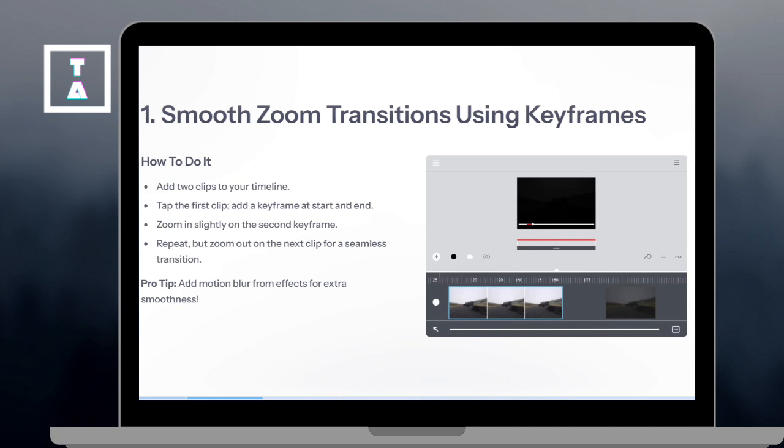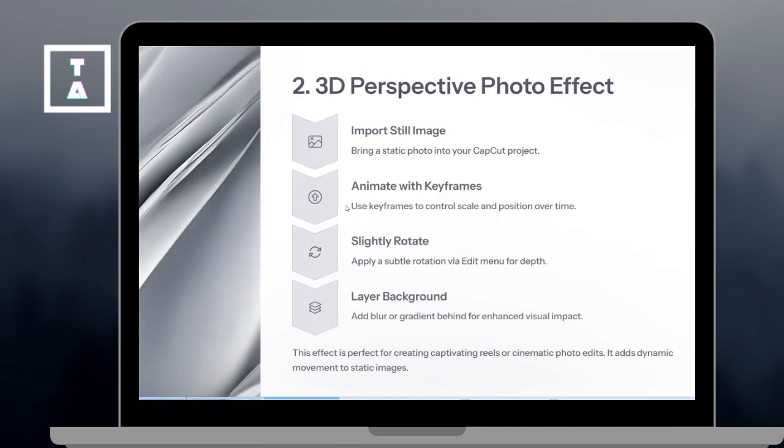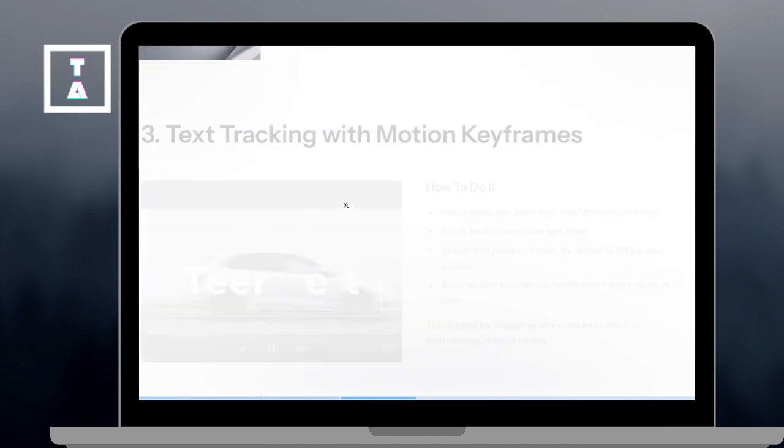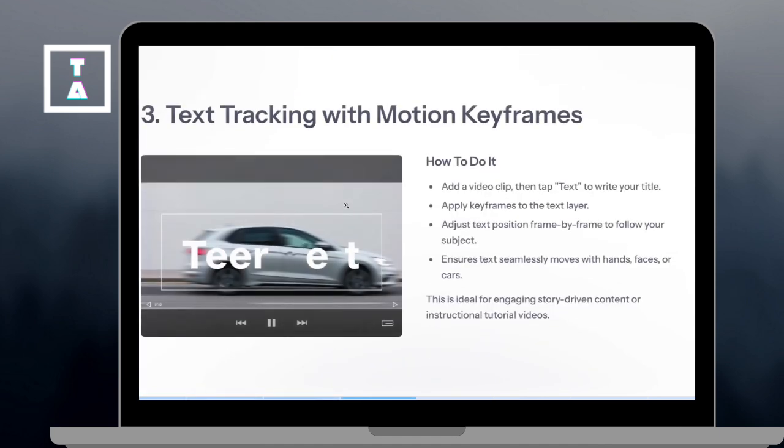And here you can also add a 3D perspective photo effect. Just import a still image and use keyframes to animate scale and position and slightly rotate your editing. And then lay a background blur or gradient behind the image. This is perfect for reels or animated or cinematic edits.